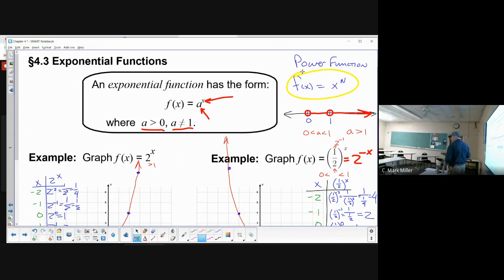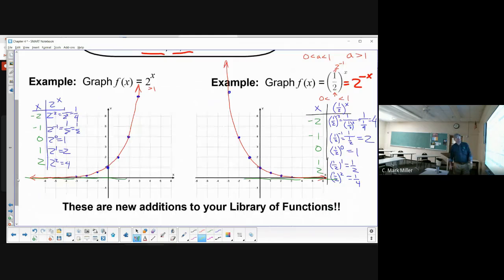The base, for purposes of this class, in this book, can take values bigger than 0, not equal to 1. Translating that, it can take values between 0 and 1, non-inclusive, or strictly greater than 1. So there are two intervals in which the base can take its values. 0 to 1, bigger than 1. We did these. The graph on the right is, notice, the base is 1/2. That is between 0 and 1.